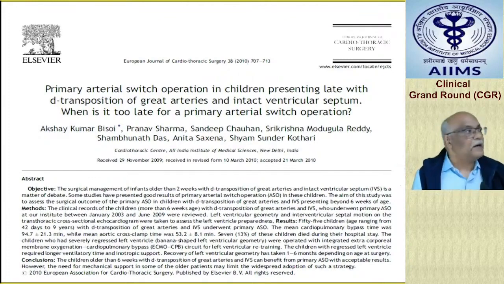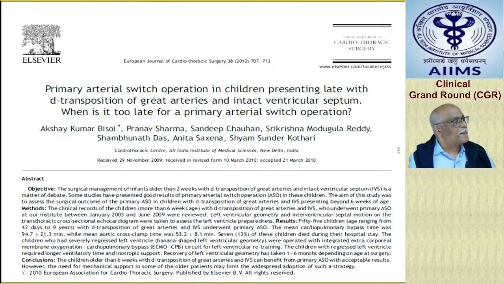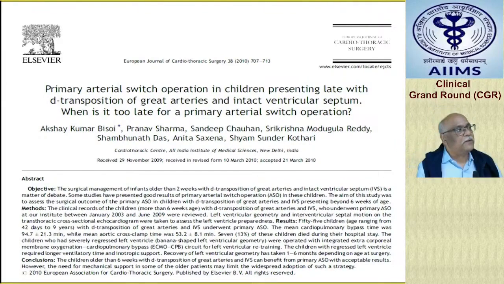So we operated 55 babies. Out of 55 babies, 7 we lost, so a mortality rate of 12.7%. Then we wanted to analyze the 7 deaths, why we lost them. And we analyzed that 4 we lost simply because they had sepsis.